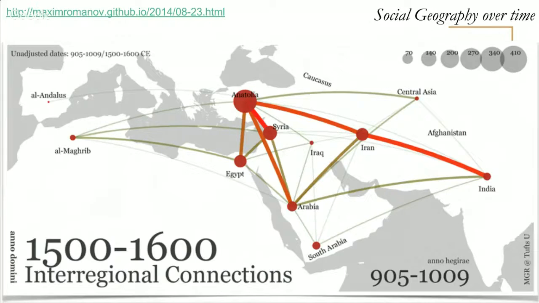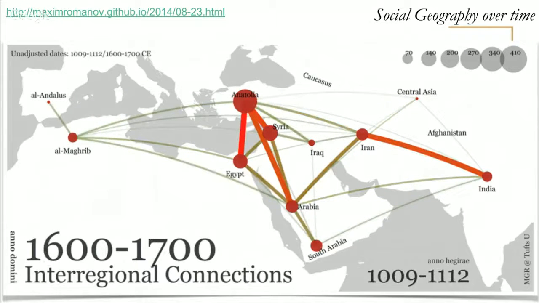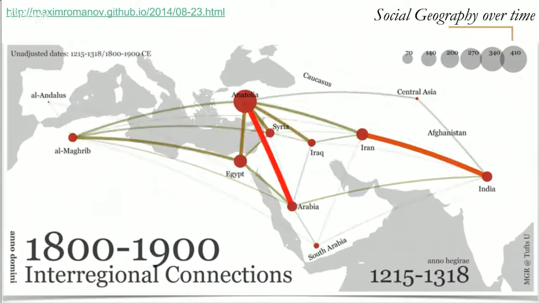So here we see the rise of the Ottoman Empire and very strong connections of the Ottoman Empire with the Arab lands as well as Iran and India. But as we move along, a few more slides, you will see how the Indo-Iranian world and the Turco-Arabic world have fallen apart and become prominent macro regions. So this was another example of how we can use geographical information for studying lots and lots of other interesting things.